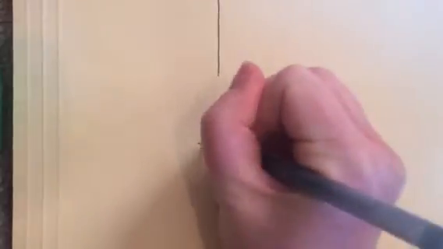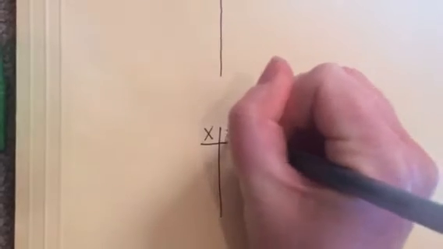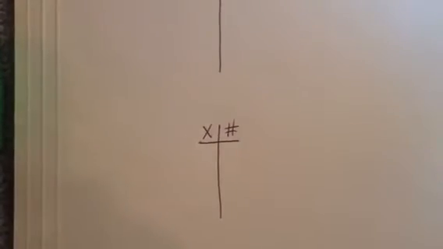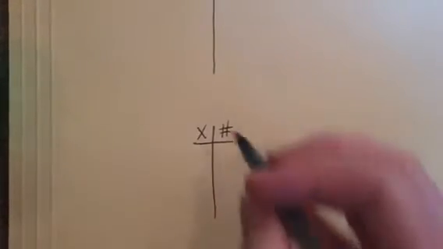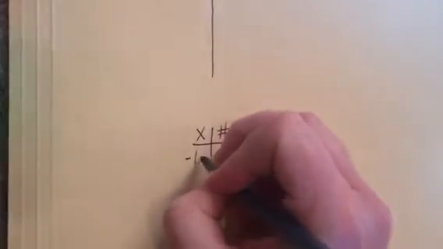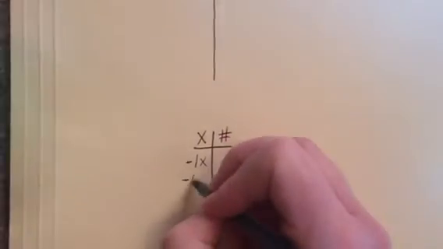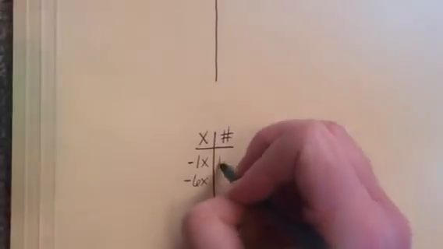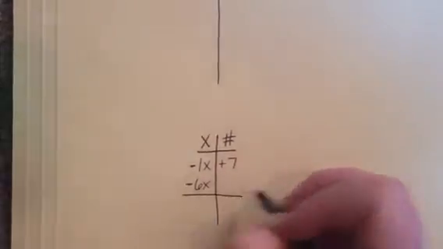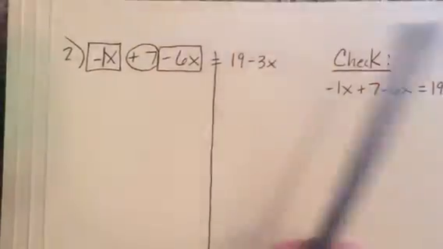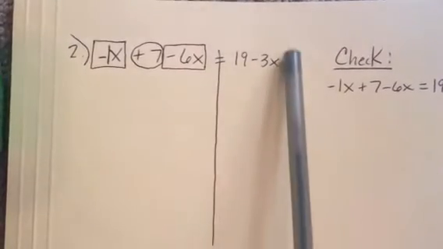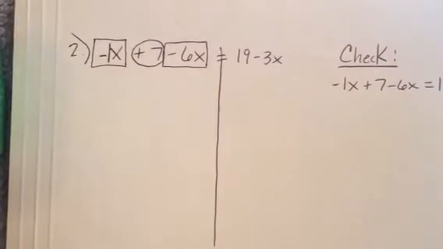So off to the side, I can go down here at the bottom and just do a little t-chart. This helps me remember that I can never combine, add, or subtract any x term with a constant. So in my x column I'm just going to write down my -1x, my -6x. In the constant column, all I have is a +7. I'm not going to include the right side. This is already completely simplified.